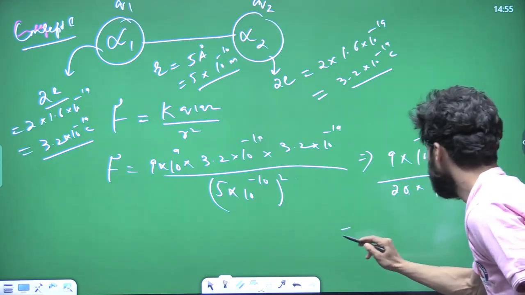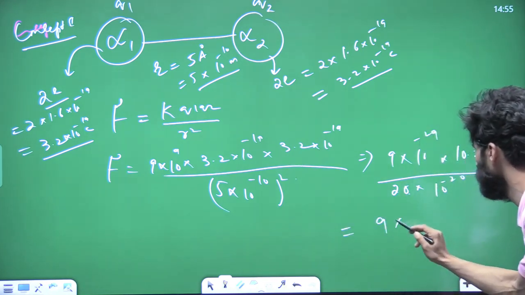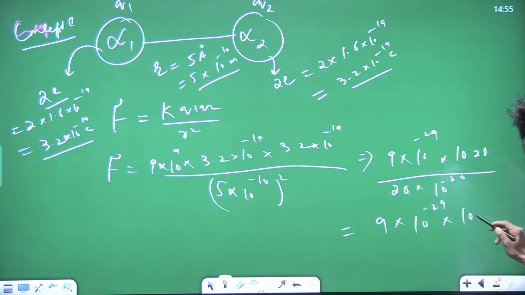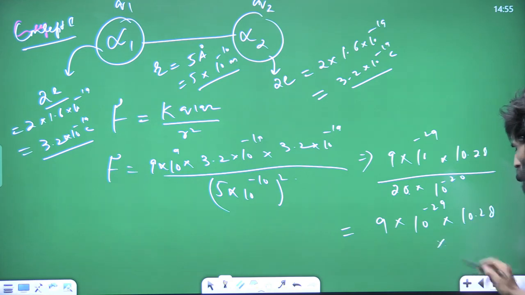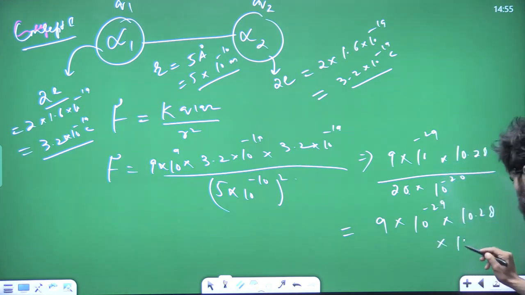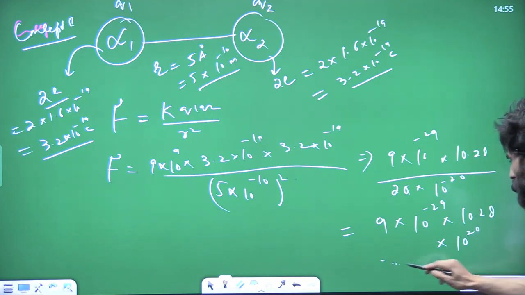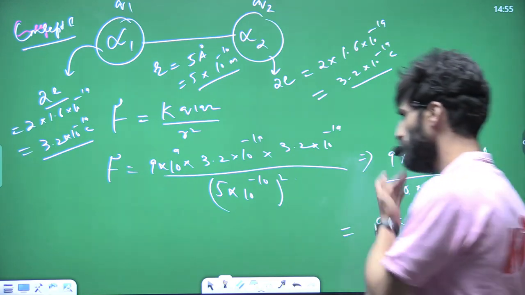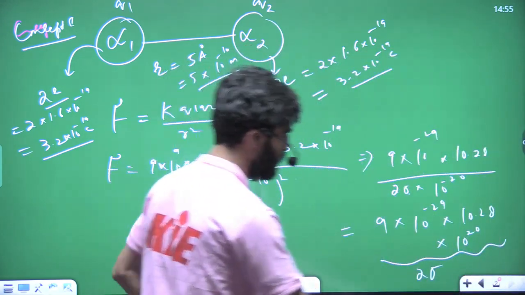So it is going to be 9 into 10 the power minus 29 into 10.28, and 10 the power minus 20 in the denominator goes up as 10 the power plus 20, and divide by 5 fives are 25. So we are going to have the calculation on the next slide.